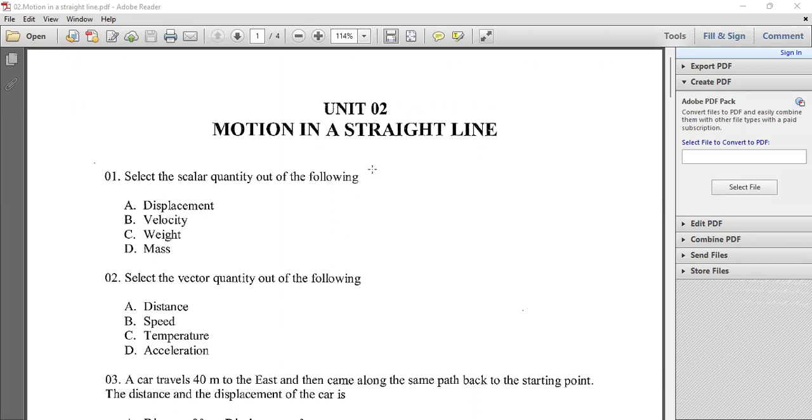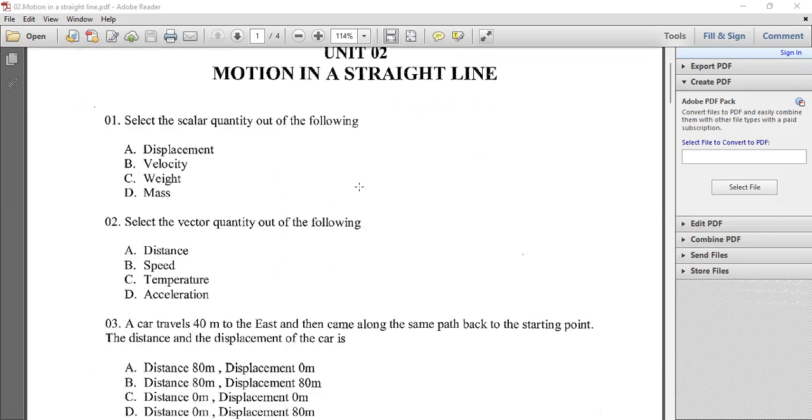First of all, scalar quantities are the physical quantities which contain only a magnitude, and the vector quantities are the physical quantities which contain both a magnitude and a direction. So this question asks us to find out the scalar quantity. Displacement is a vector, as you know, it has a direction. Velocity is still the same, a vector. Weight, a vector, and mass is the answer. It has only a magnitude, no direction. That means mass is a scalar quantity.